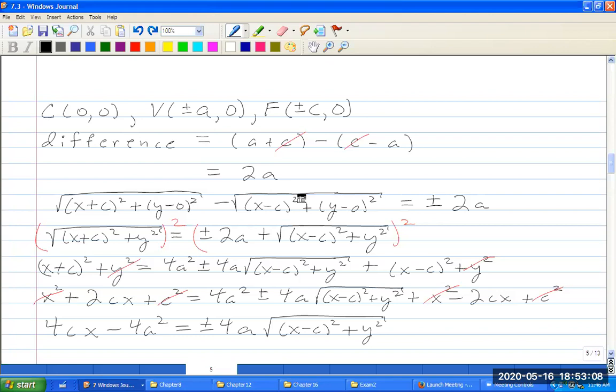I know that the bigger distance minus the smaller distance has to equal 2a when I'm finding the distances to each of the foci. And I don't know which is bigger or smaller, so I'll just call it plus or minus 2a. So let's try to solve this equation.